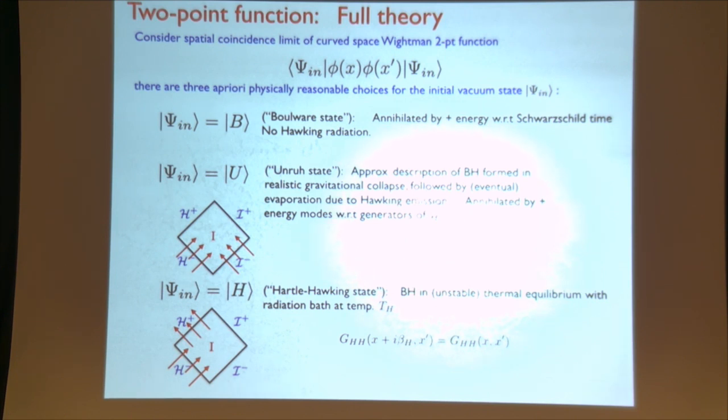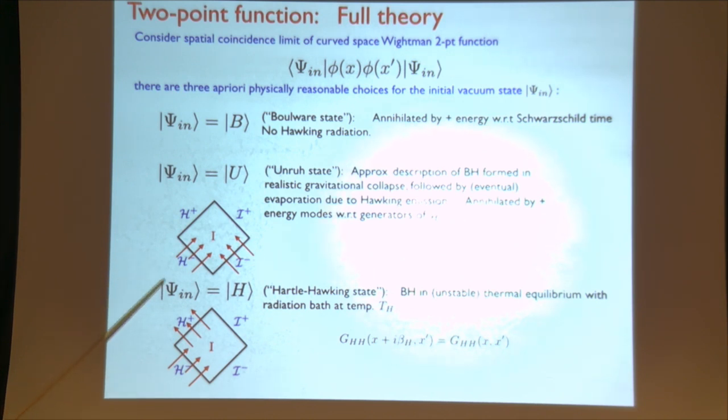At the time it was computed, there were three reasonable choices for what should be the state of the field around the black hole. One of them is the so-called Boulware state, where there's actually no Hawking emission. So that would be the closest to what you would expect classically. It's a state that's annihilated by modes that are positive frequency relative to Schwarzschild time.